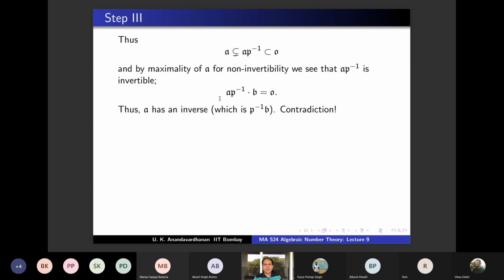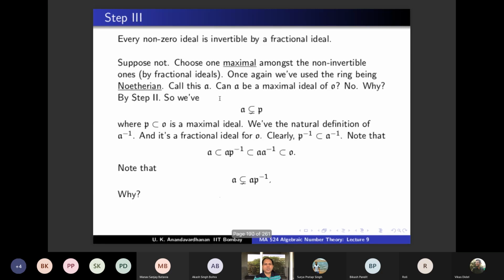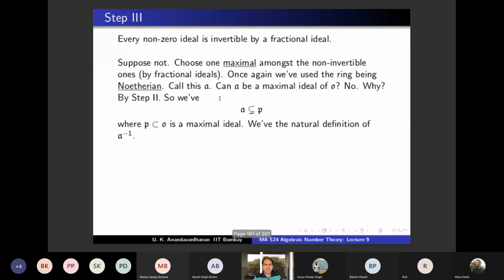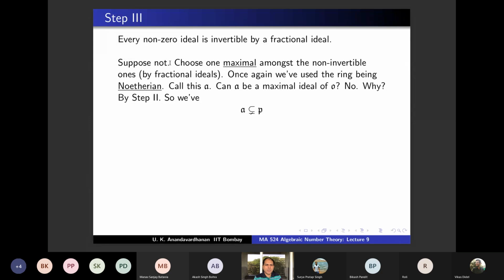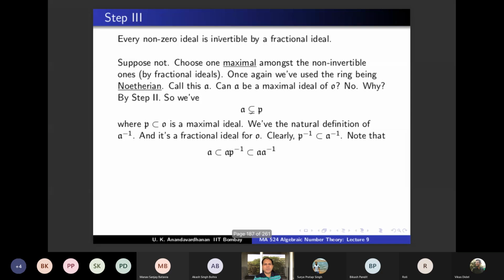But that's a contradiction to the fact that A belongs to the non-invertible sets. And that shows that this is not true. Therefore, every non-zero ideal is invertible by a fractional ideal. So step 3 is done.